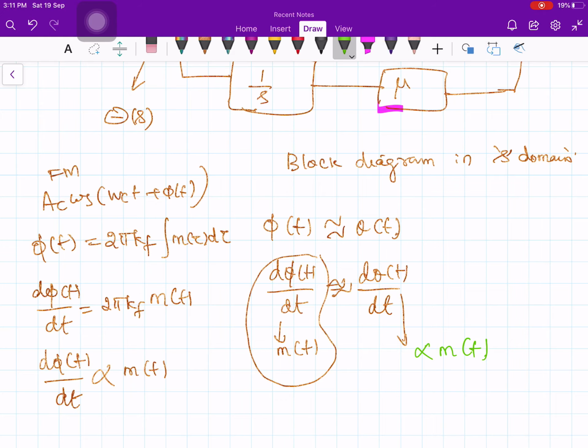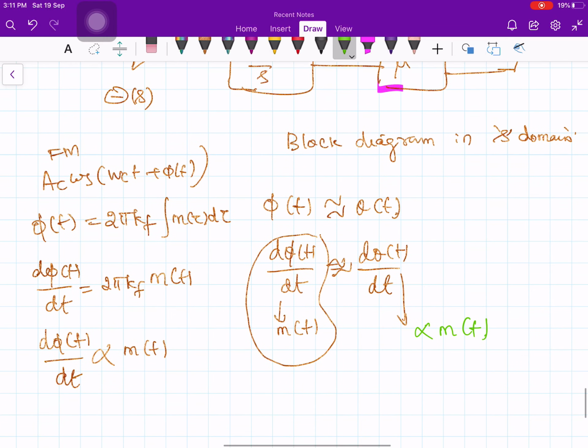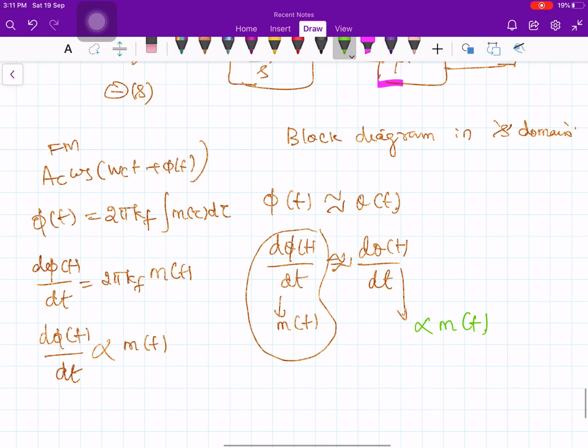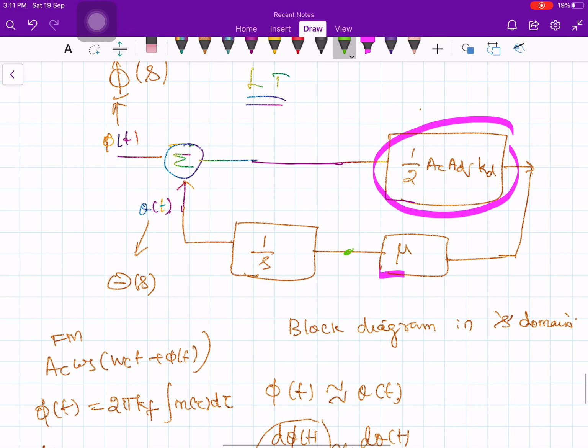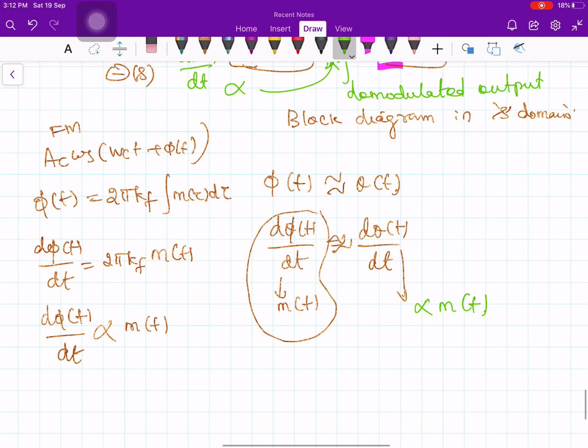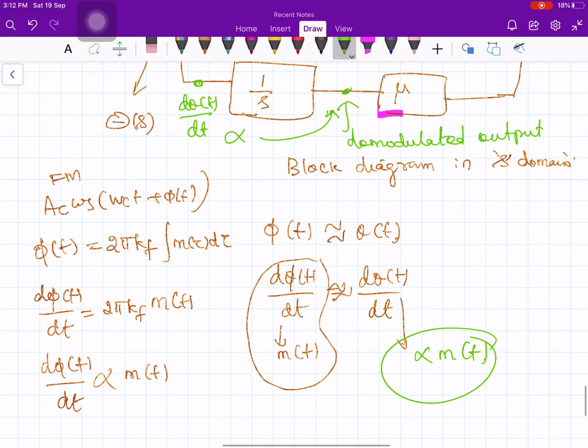And since these two are approximately equal, what does it mean? That EV of t, where is EV of t? This point. Okay, your EV of t is my demodulated output. Because at this point I have d theta of t by dt, and this is proportional to what? Your input. What is the input? Just now we got input is m of t.